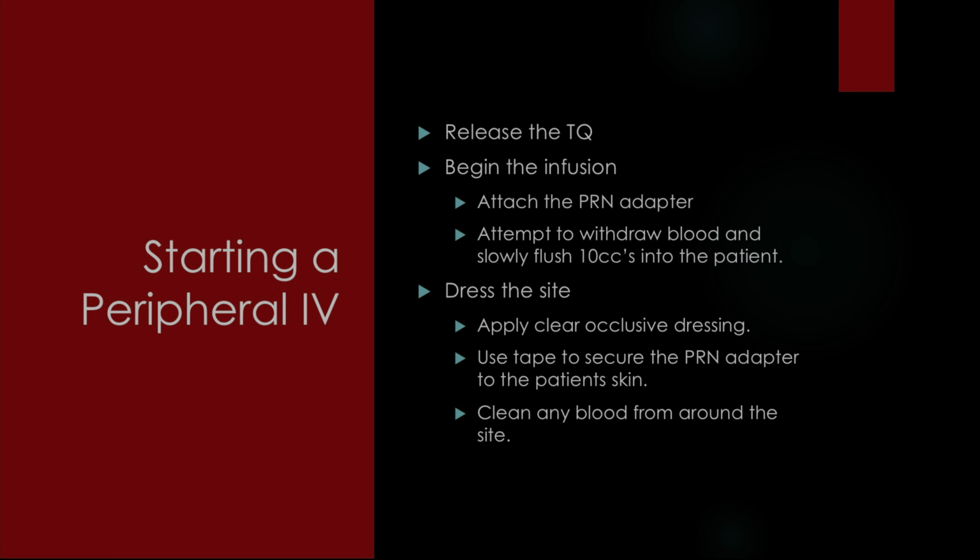Attach the PRN adapter, then attempt to aspirate for blood return and slowly flush 10 milliliters of saline to confirm patency and proper placement. After confirming the IV is functioning, dress the site by applying a clear occlusive dressing. Use tape to secure the PRN adapter to the patient's skin, helping prevent movement or dislodgement. Finally, clean any blood from around the site and reassess for signs of infiltration or patient discomfort.